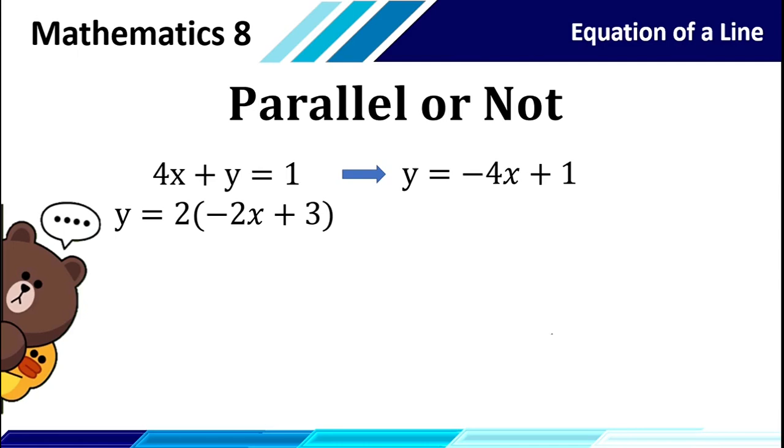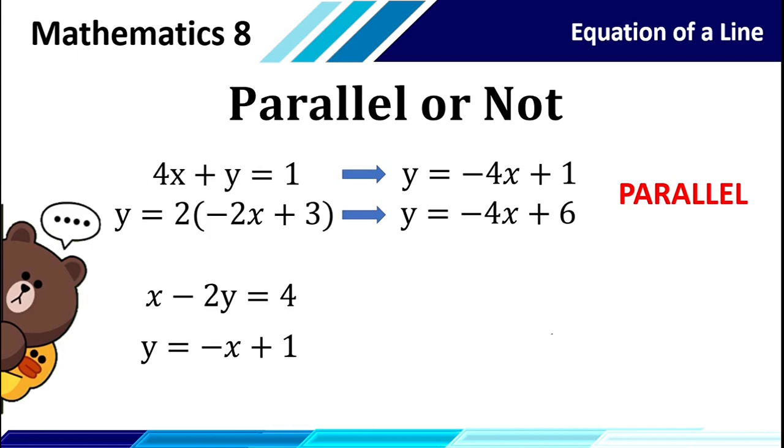And our second equation is already in slope-intercept form, but we need to distribute positive 2 on the factors inside the parentheses. So we will have y is equals to negative 4x plus 6. As you can see, we have here same slope, which is negative 4. Therefore, the graph of this equation will be parallel.